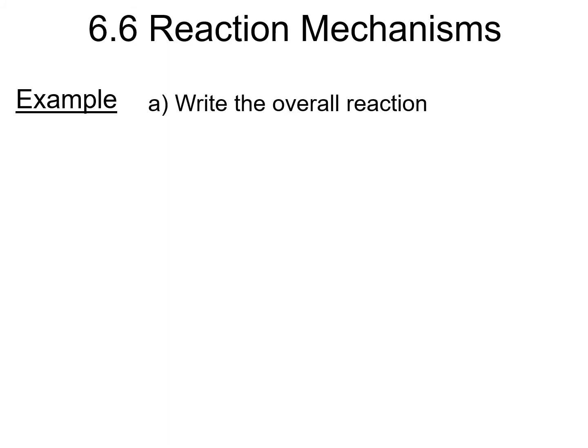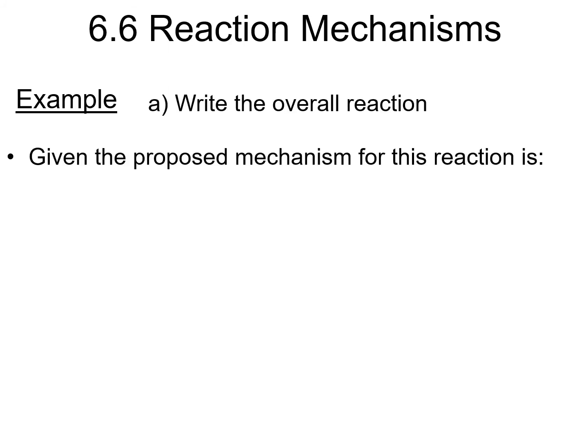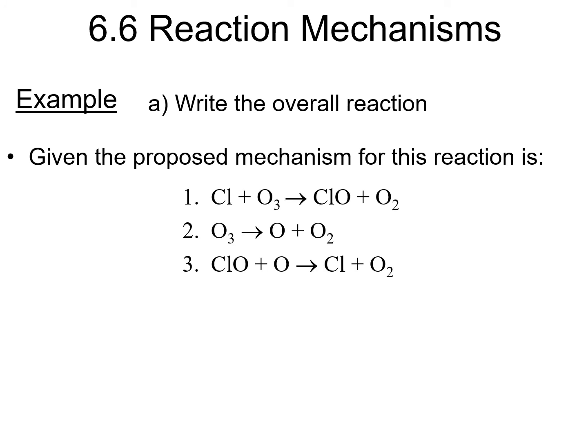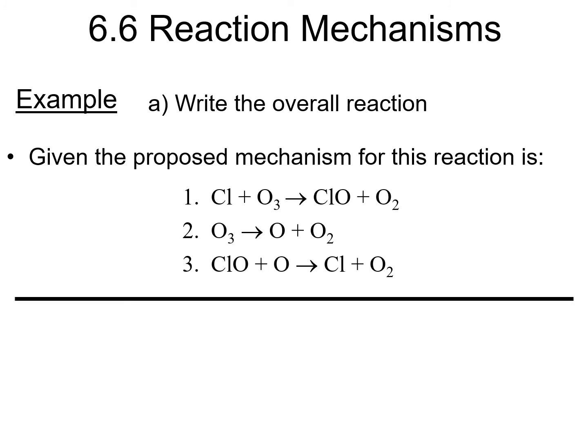Okay, so for this example, first we'll start by writing our overall reaction. Given our proposed mechanism, there we go. What we're going to have to do is cancel out some things. So firstly, I see a lone Cl and a lone Cl, gone. A ClO and a ClO, gone. And not that these equations line up, but they have an O as a reactant and an O as a product, so we've done it.